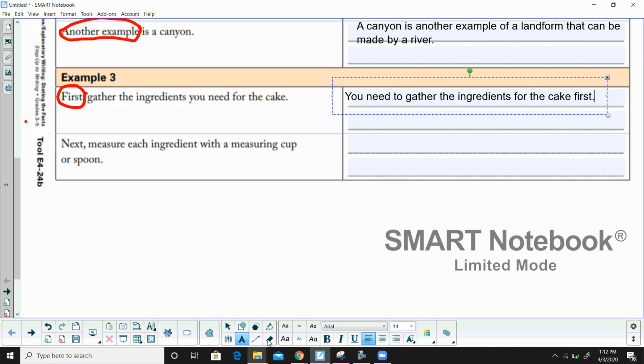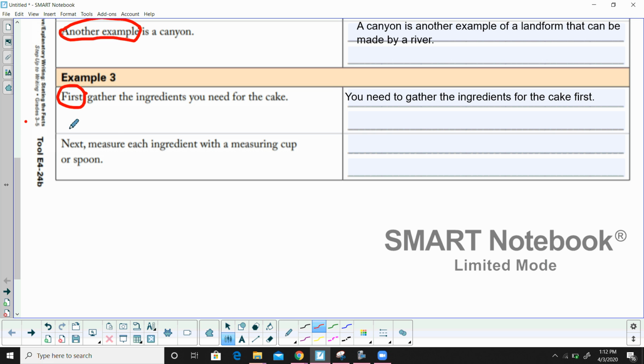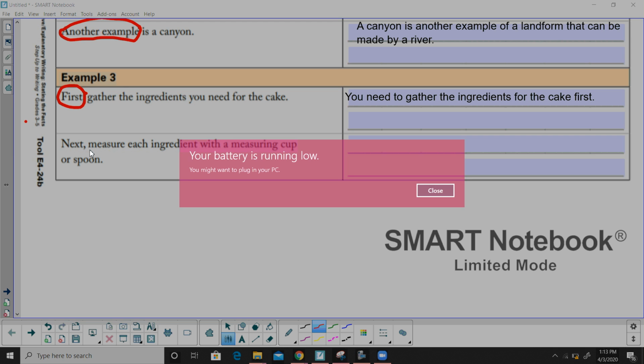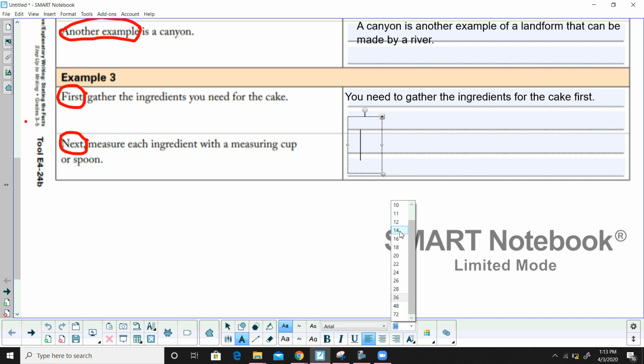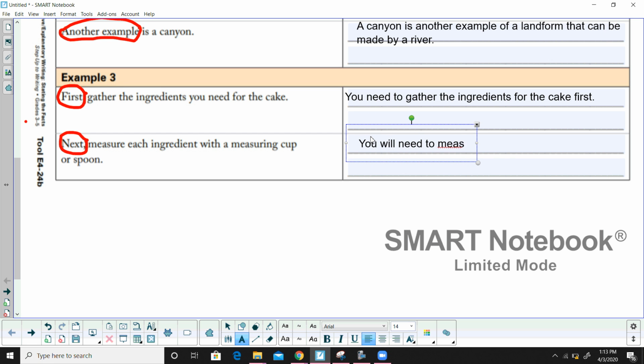Okay, and then let's take a look at this last one here. Next, measure each ingredient with a measuring cup or spoon. So next is the transition they want me to use. And for that, I might say something like, you will need to measure each ingredient next, right?